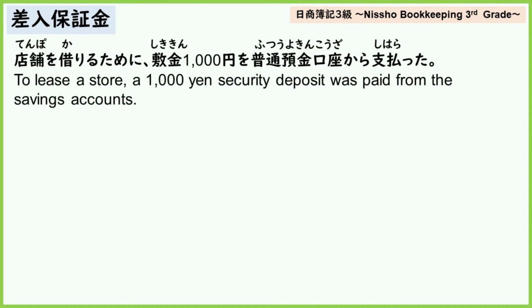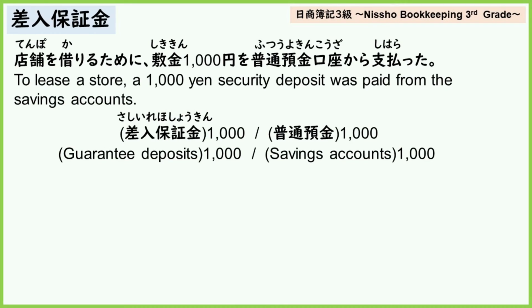To lease a store, a 1,000 yen security deposit was paid from the savings accounts. The journal entry is debit, guarantee deposits 1,000. Credit, savings accounts 1,000. We have paid the security deposit, and since there is a possibility of getting this money back later, we will record guarantee deposits as an asset.